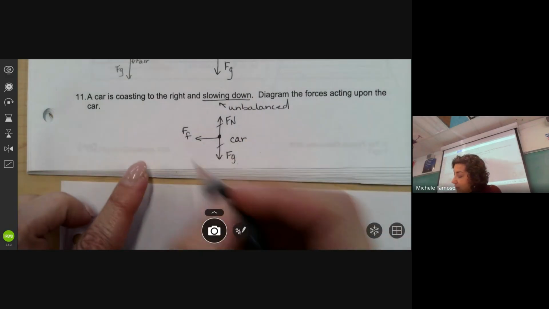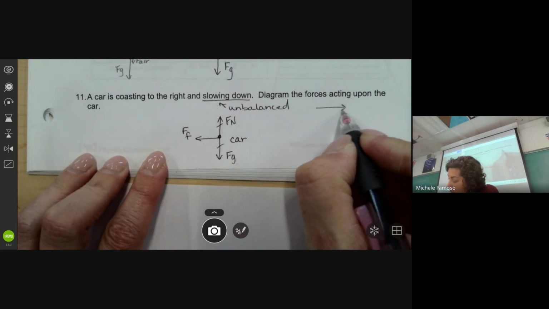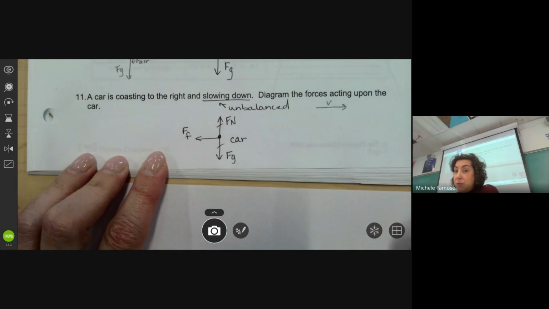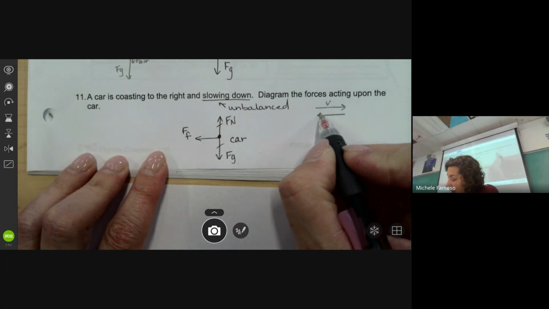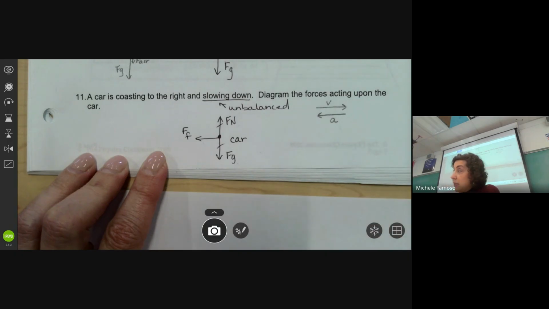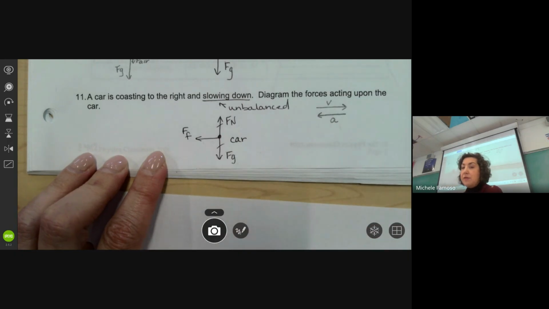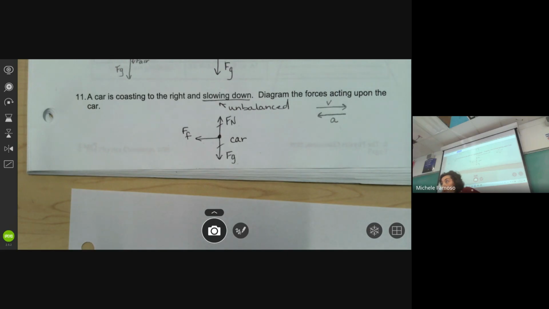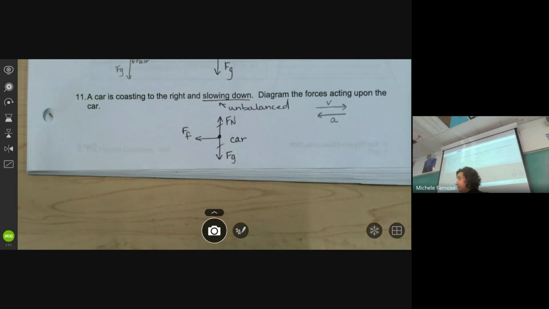If you wanted to, on this one, the car is moving forward, so its velocity is to the right, but because it's slowing down, the acceleration is to the left. That's why we only have a net force here to the left to produce that leftward acceleration. Okay. That's not necessary to draw them, but that's why. It kind of now explains why it slows down, because we have an unbalanced force acting to the left, opposite the velocity. Okay, questions on this?